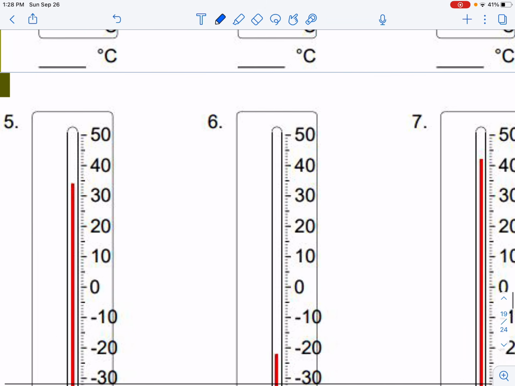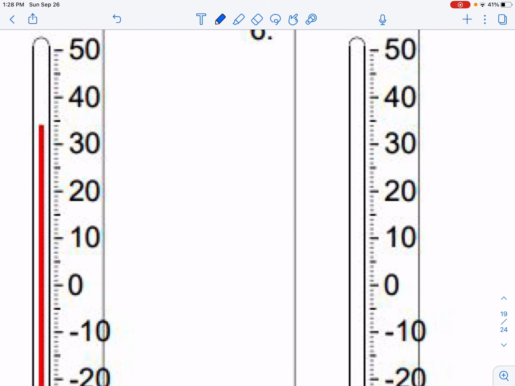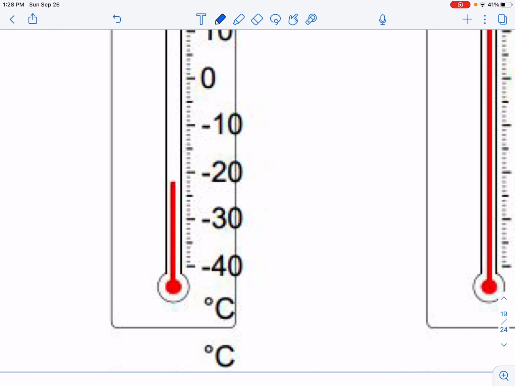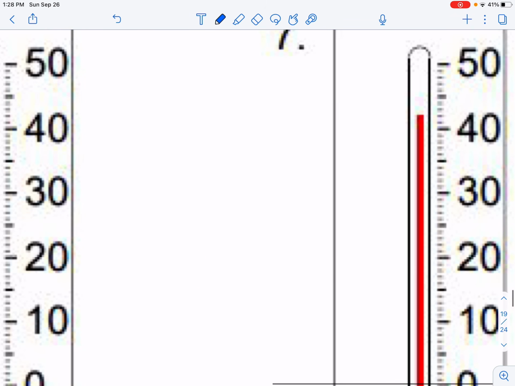Let's have you try 4, 5, and 6 here. So I'll zoom in on number 5 for a second here. Get that measurement, please. Here's number 6. If you'd get that measurement, please. And number 7. If you would get that measurement, please.